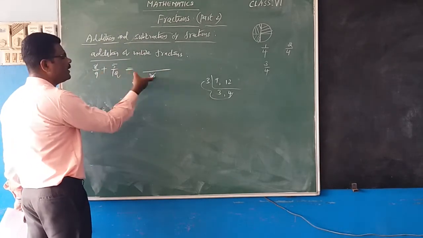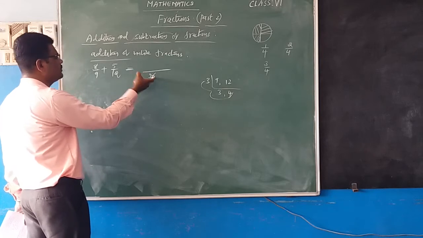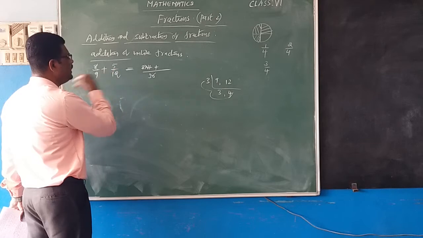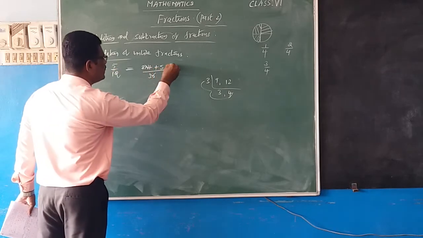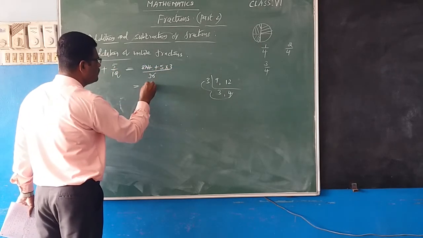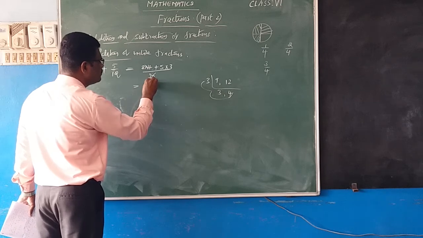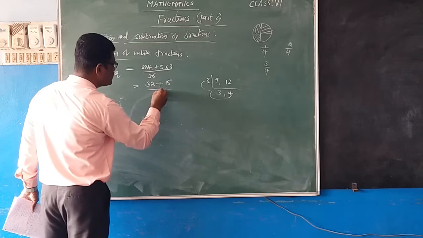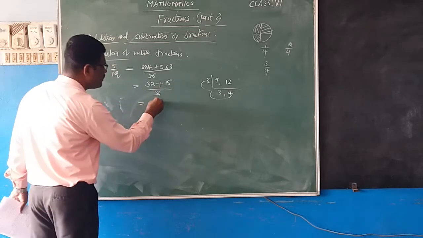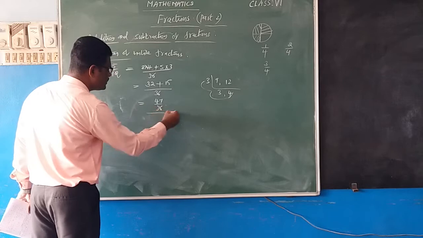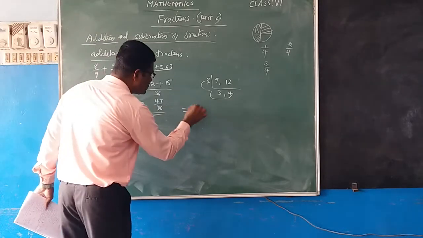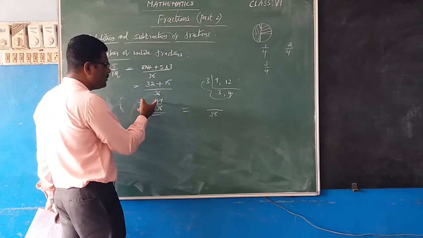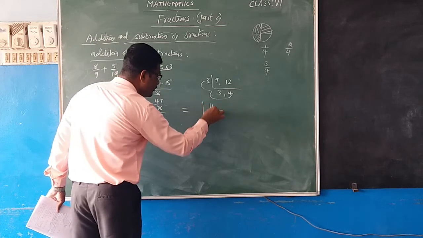Compare the denominator. How many times? 9 fours are 36. So 8 into 4, plus 12 how many times? 3 times. 5 into 3. That is equal to 8 fours are 32 plus 5 threes are 15 divided by 36. 32 plus 15 is 47 by 36. This is the answer. Can we write it as a mixed fraction? Yes. 36 is the denominator. 36 goes one time into 47 and 11 remains.